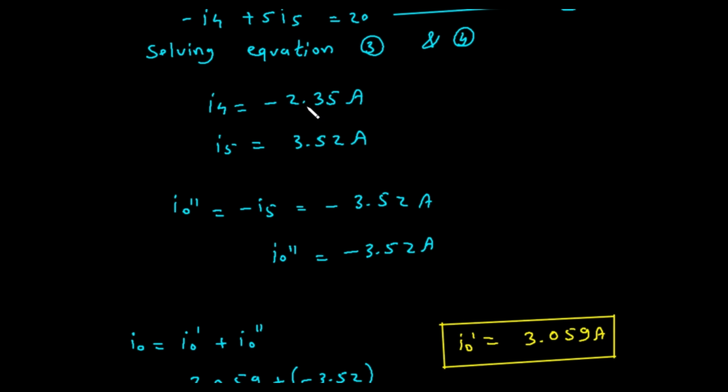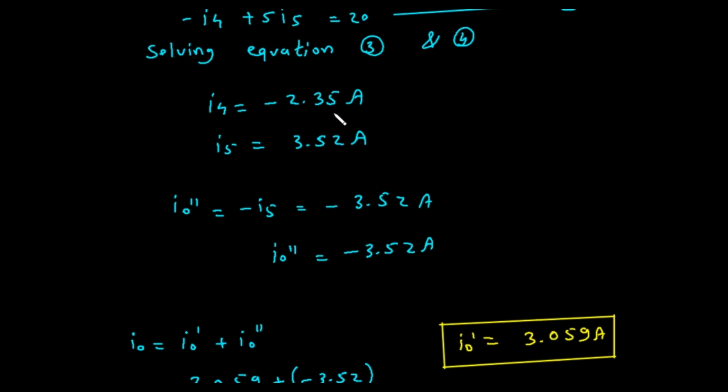Now we can find I sub 4. I sub 4 equals negative 2/3 times 3.52, which is approximately negative 2.35 amperes. Finally, we calculate I sub O double prime. I sub O double prime equals negative I sub 5. I sub O double prime equals negative 3.52 amperes.